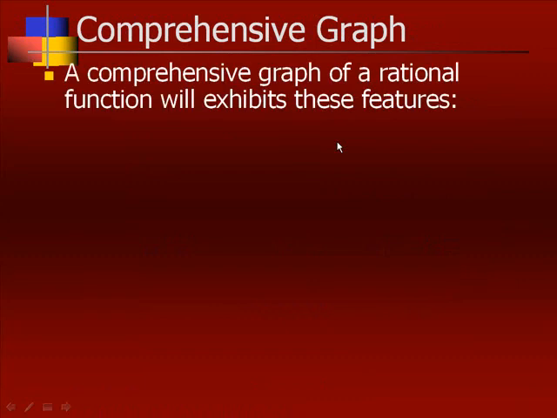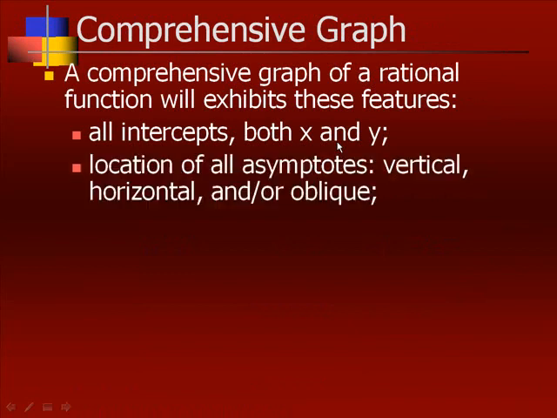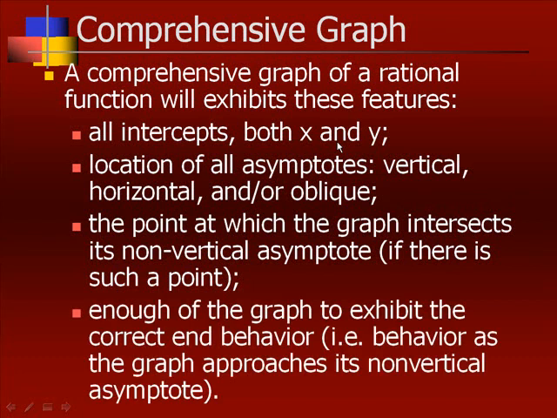Now remember, a comprehensive graph of a rational function will exhibit these features. It needs to show all of your intercepts, location of your asymptotes, and the point at which the graph crosses its non-vertical asymptote, if there is one. And it needs to show enough of the graph to exhibit the correct end behavior.